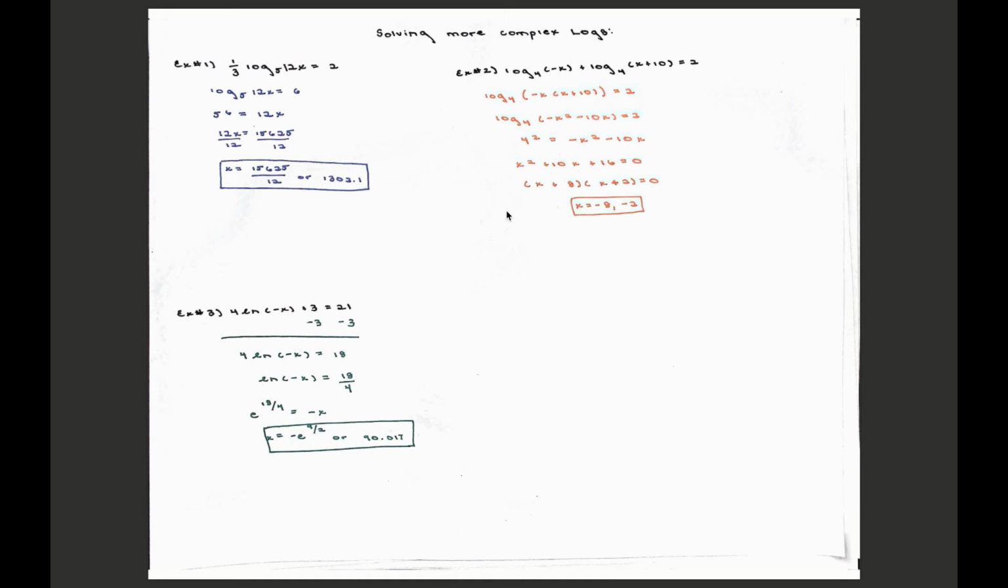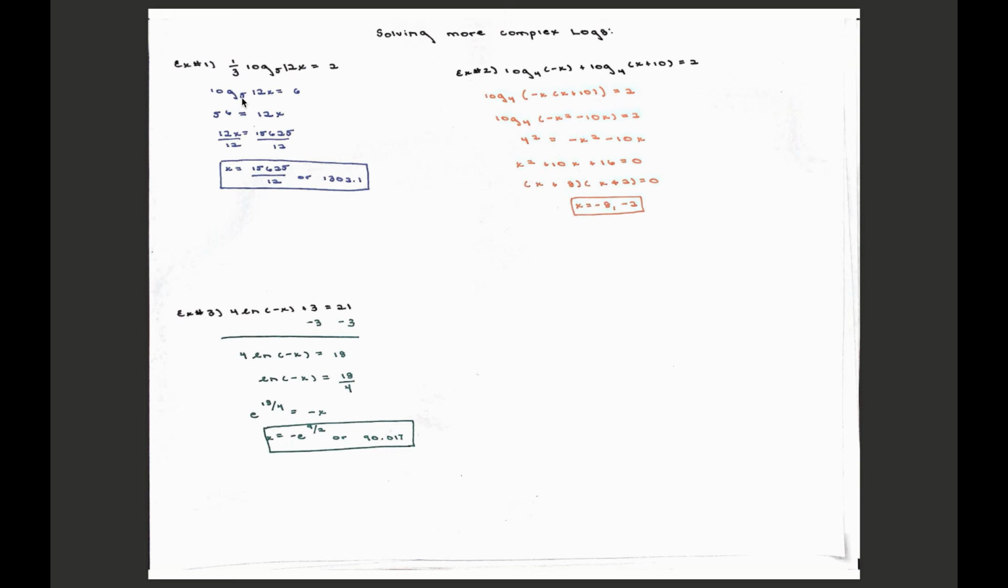All right, let's look at some examples of solving some more complex logs. So if I give you this and I ask you to solve it, okay, let's just use our properties of log. The first thing that I can do, I want to isolate my log. So I'm going to move the 1/3 over by multiplying both sides by 3. I get log base 5 of 12x equals 6. Now I'm just going to solve for my x.